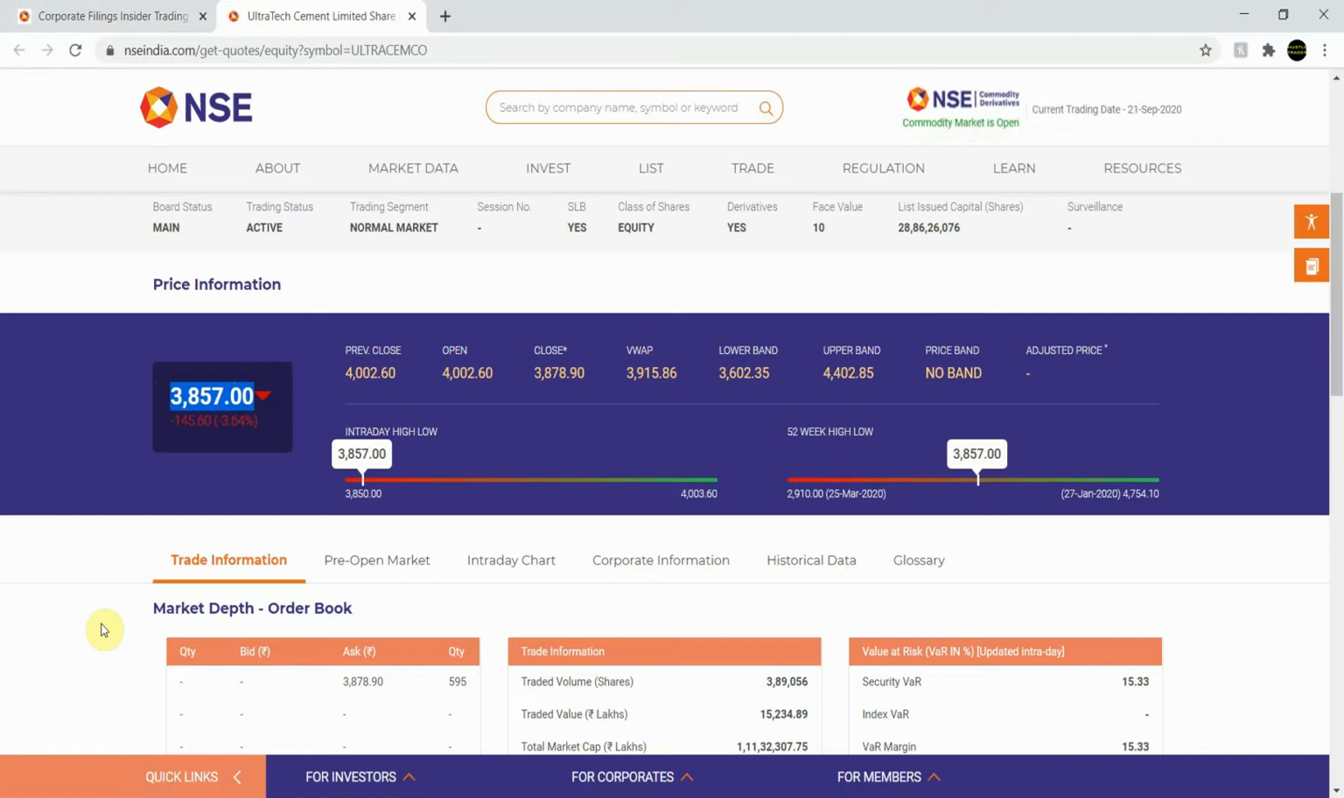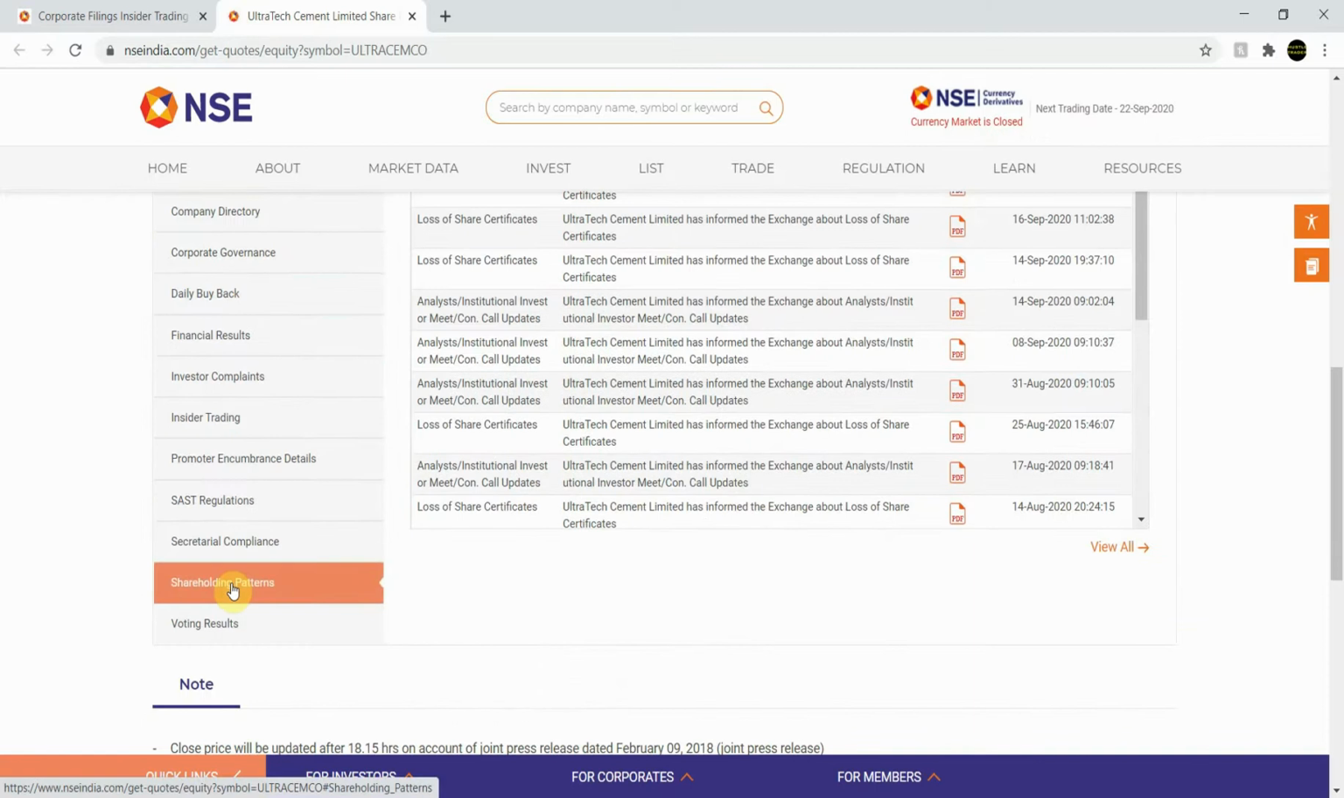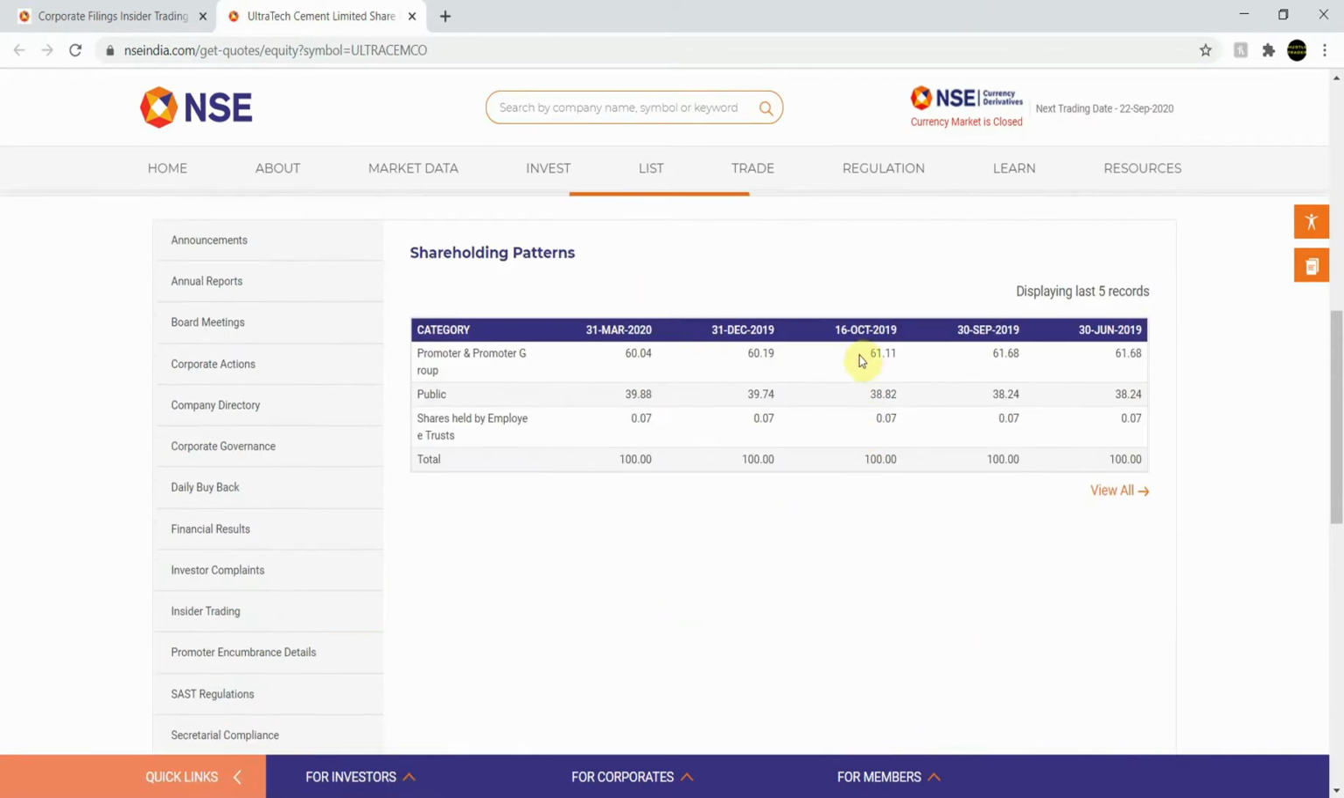So some of us may have a small account or small margin or low capital, just like me. So they would want to ignore buying such highly priced stocks. But for the sake of analysis, I will go ahead and do the analysis of Ultra Semco. Let me go to the corporate information. I'll click on the shareholding pattern.